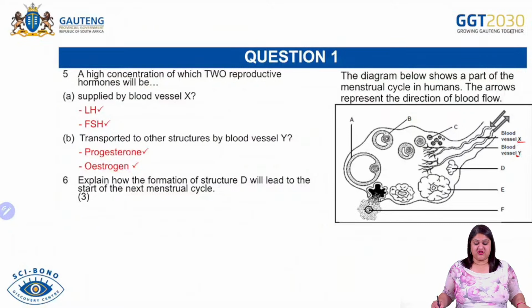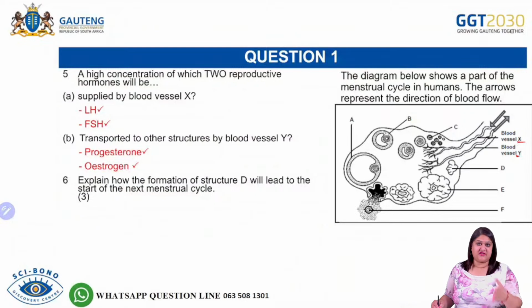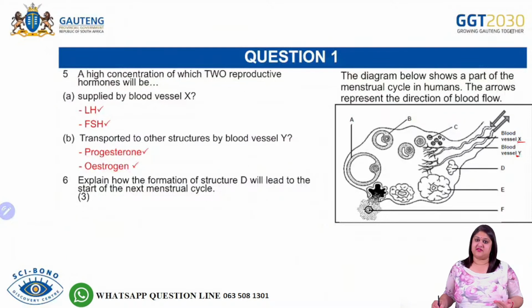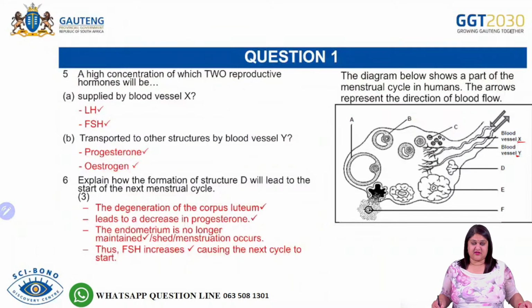Explain how the formation of structure D will lead to the start of the next menstrual cycle. Now let's look at D. D is now this degenerated, disintegrated, or shrunk corpus luteum. Just let's get the understanding before we go to explain. If it's going to shrink, there's going to be no progesterone. If there's no progesterone, the endometrium cannot be maintained. If the endometrium is not maintained, it's going to shed. Right, let's look at the answer.